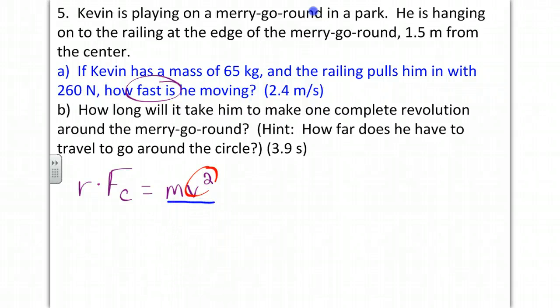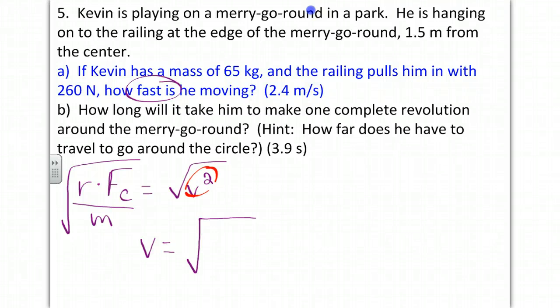Now I will divide both sides by mass, which will cancel mass. And now I'll take the square root of both sides of the equation. This will leave me with velocity equals the square root of the radius times the centripetal force divided by the mass. The radius given to us is 1.5 meters.